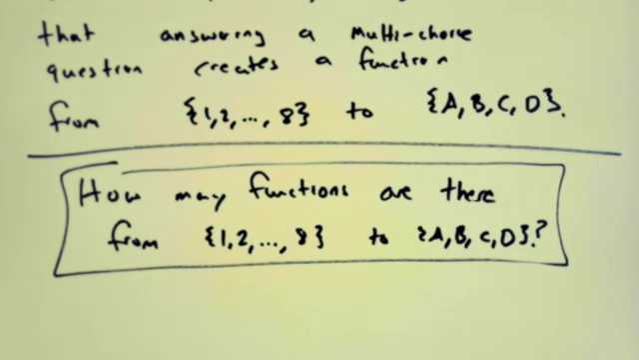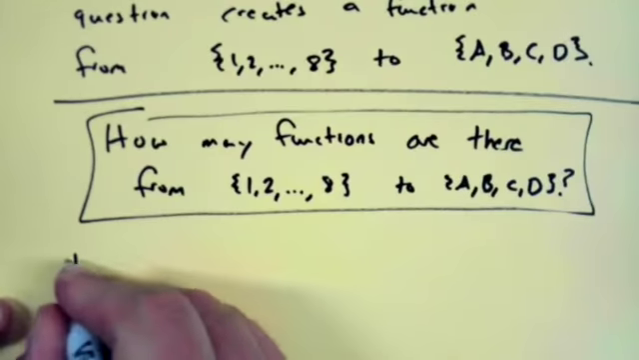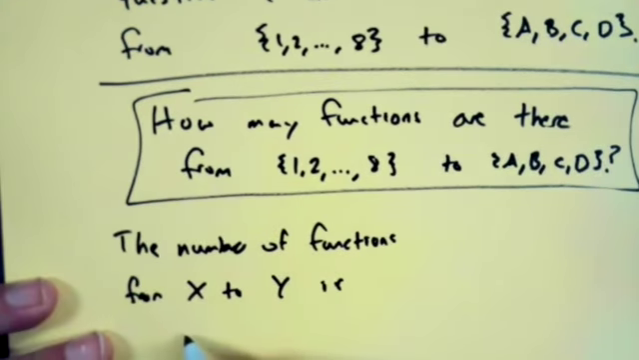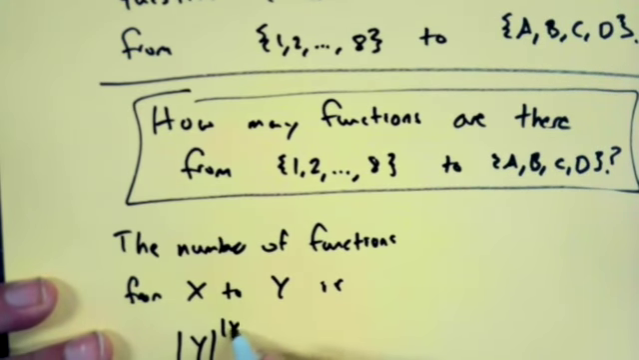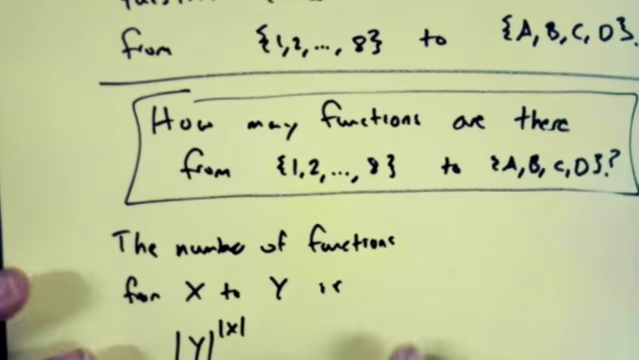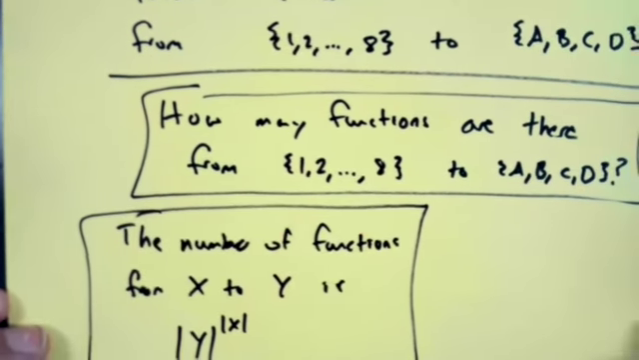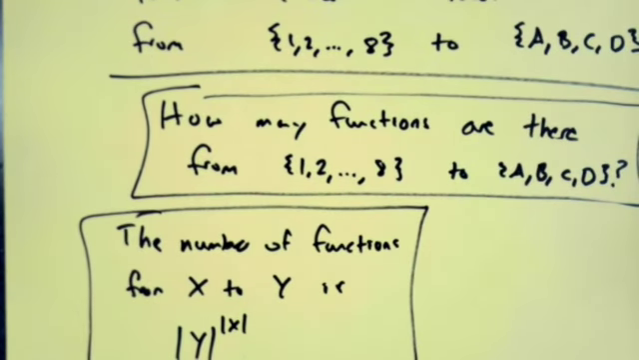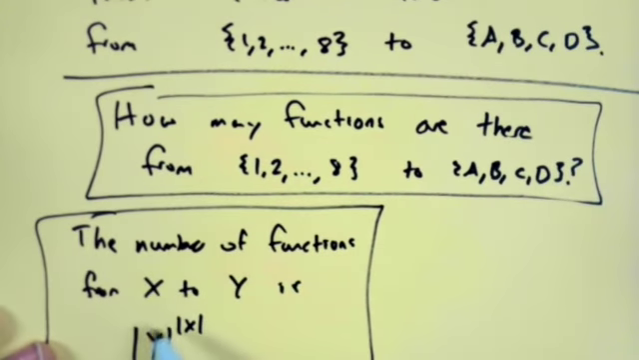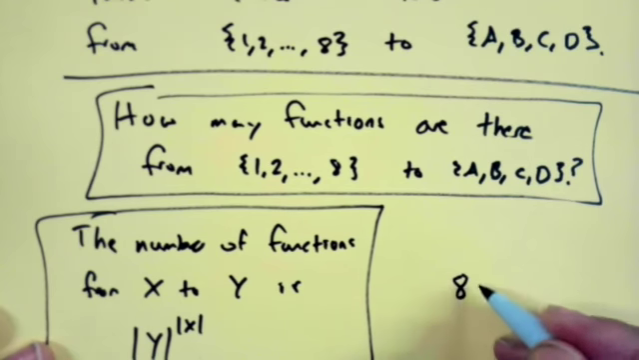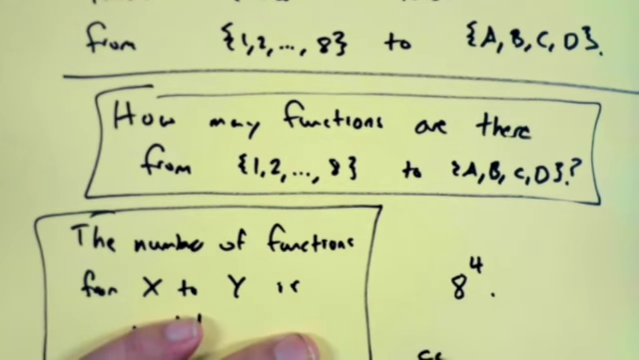But let me just tell you the number of functions from x to y is given by the size of y raised to the size of x. Maybe this didn't seem important when we did it in class, but now I recognize that anytime I'm making an assignment, I'm creating a function. So I have to be careful here. Is it 8 to the 4 or 4 to the 8? It's 8 to the 4. It's the size of the codomain raised to the size of the domain.